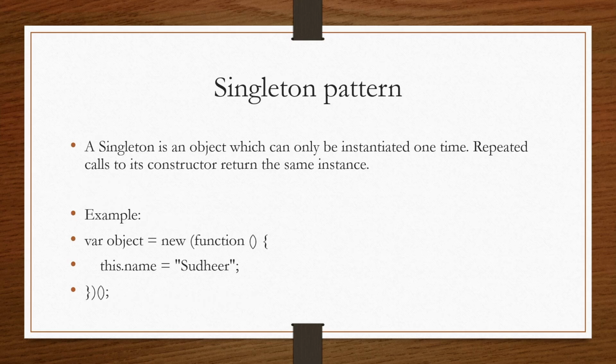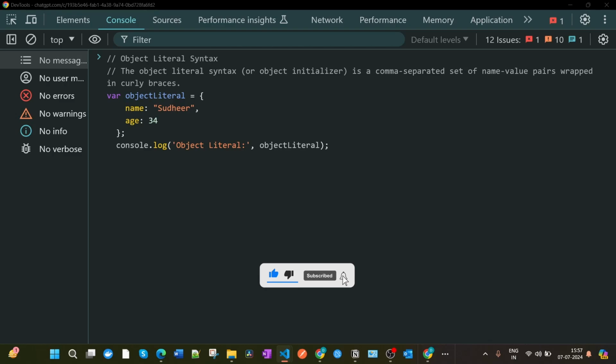A singleton is an object that can only be instantiated once, and any repeated calls to its constructor return the same instance. This pattern ensures that only one instance of the object exists, which can be very useful in certain scenarios. Now we can cover practical examples of how to create objects using the different approaches.